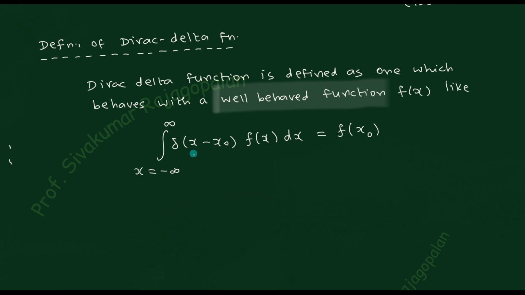So that is the reason why I told you that the Dirac delta function is not a real function. It is not at all a function in a strict mathematical sense. Mathematicians will call this a generalized function, or what is known as a distribution. So we will not go into that particular technicality.